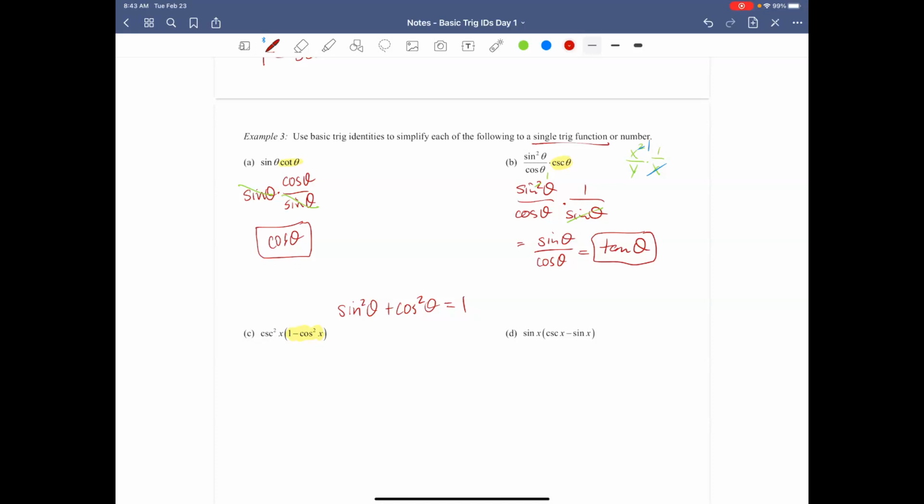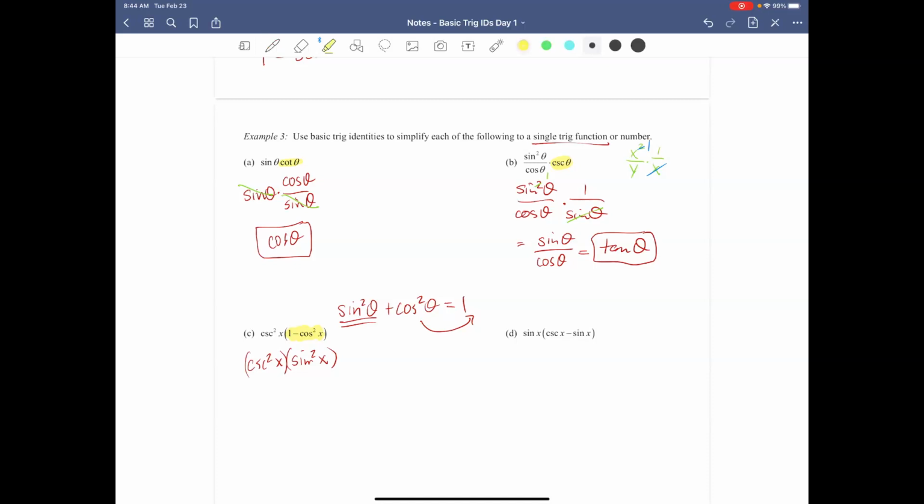But what has happened here is that cosine squared of theta has been moved to the right-hand side of that identity so that sine squared of theta has been isolated. And so we can replace that parentheses with sine squared of x. Then we are multiplying by cosecant squared of x. Where can we go from here?